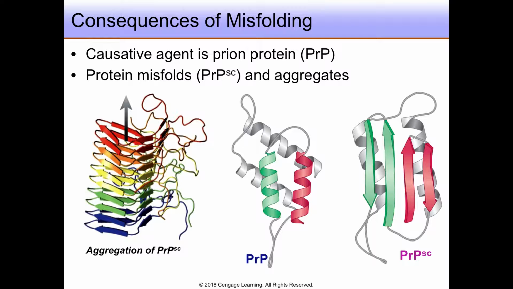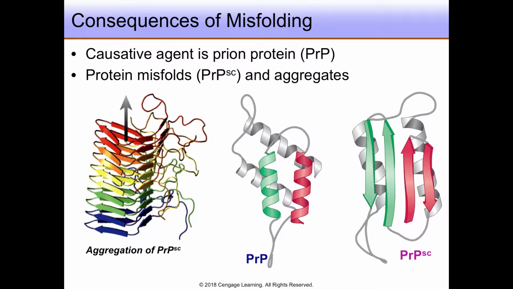The properly folded form is known as PrP, for prion protein, and is pictured in the center of the slide. Notice that the secondary structure is 100% alpha helical in nature. The conformation changes in the misfolded form, known as PrP-Sc, and is pictured on the far right. The letters Sc stand for scrapie. Notice that the secondary structure now contains regions of beta sheets.